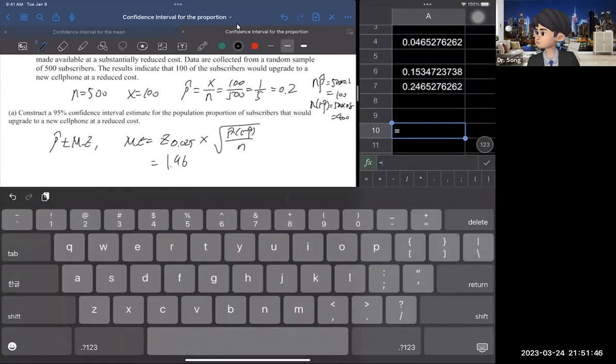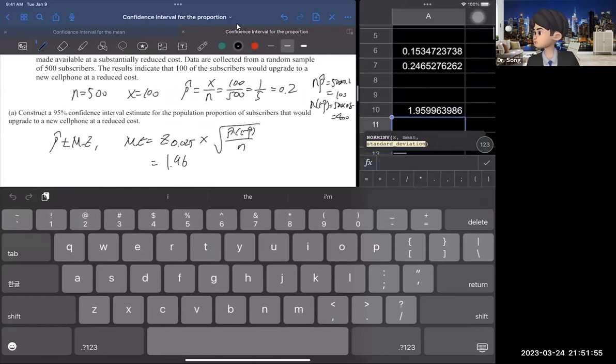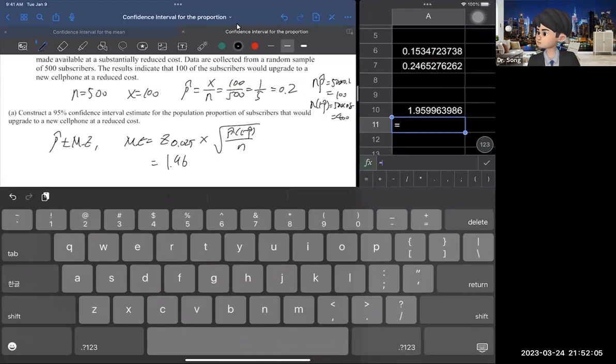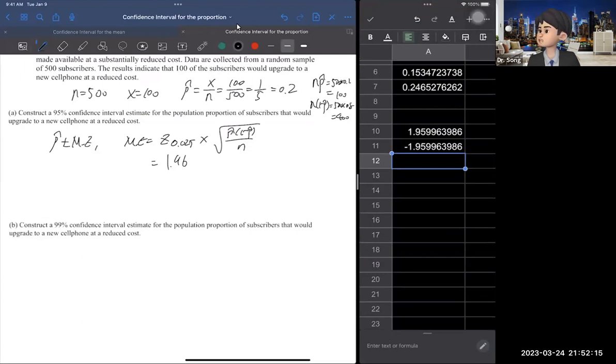Put the equality, norm inverse 0.975, mean equals 0, standard deviation equals 1, then up to 3 decimal places, it gives you 1.96. And if you put norm inverse 0.025, mean equals 0, standard deviation equals 1, it gives you exactly the same number, but with a different sign. And plus the square root of 0.2 times 0.8 over the sample size 500.